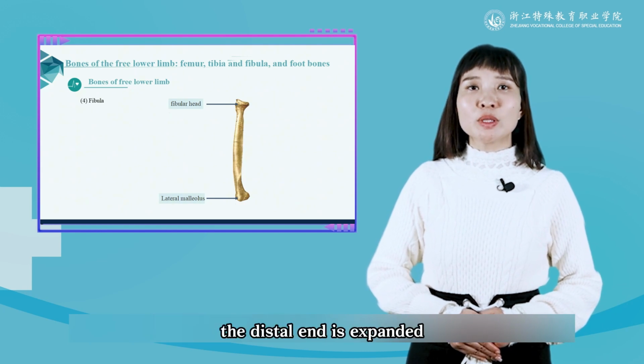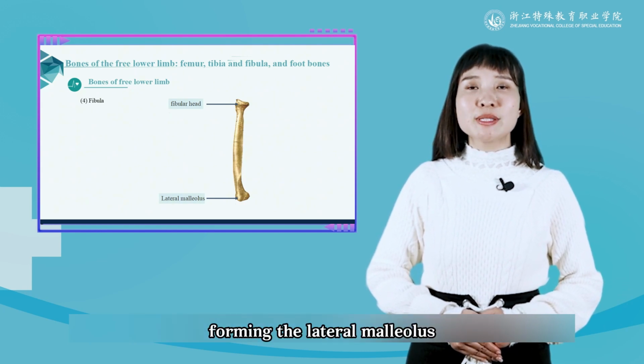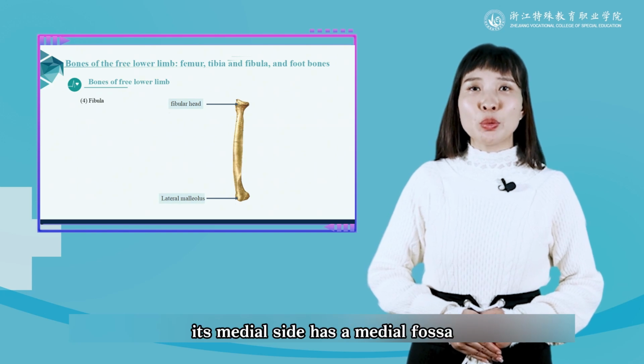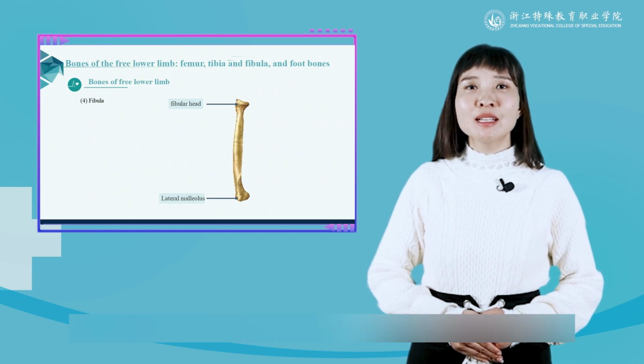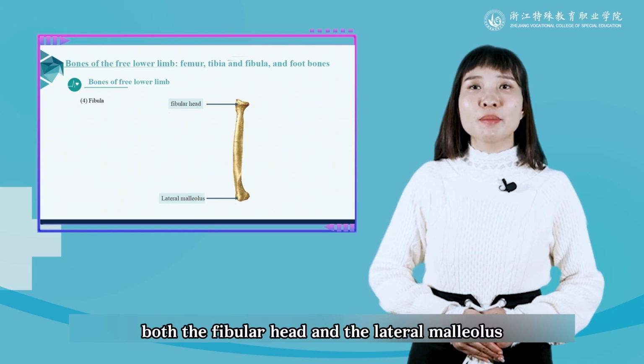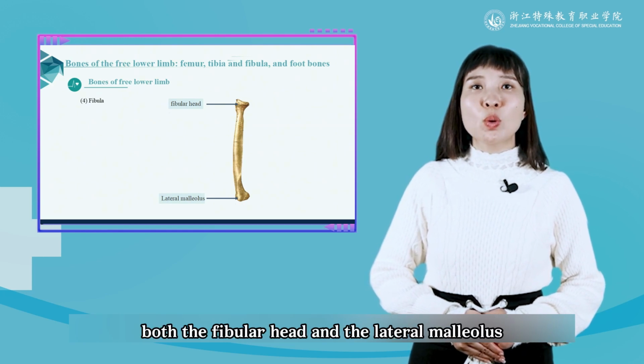The distal end is expanded, forming the lateral malleolus. Its medial side has a malleolar fossa. It articulates with the talus. Both the fibular head and the lateral malleolus are palpable.